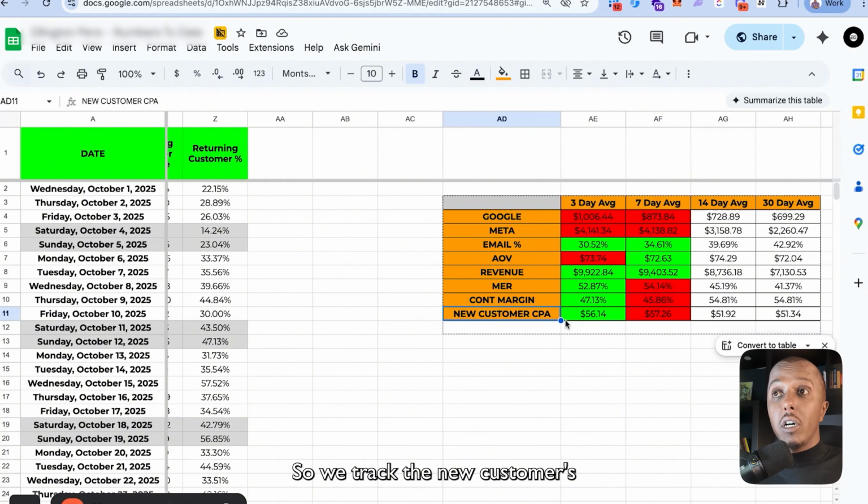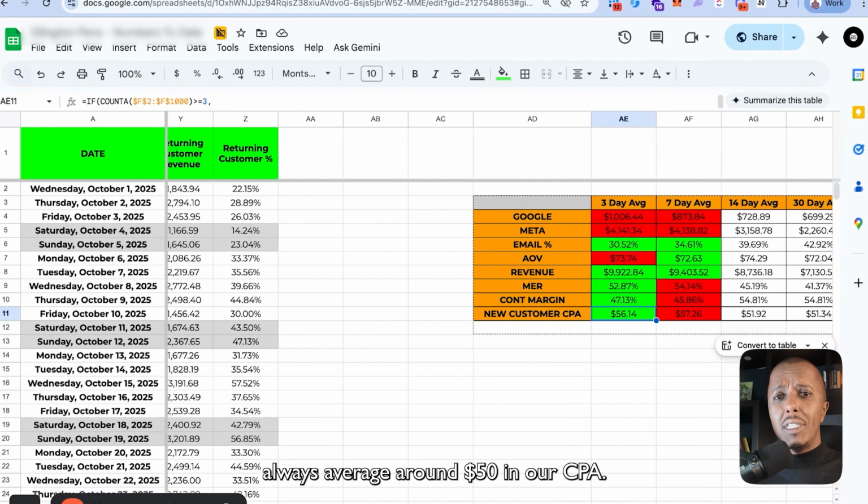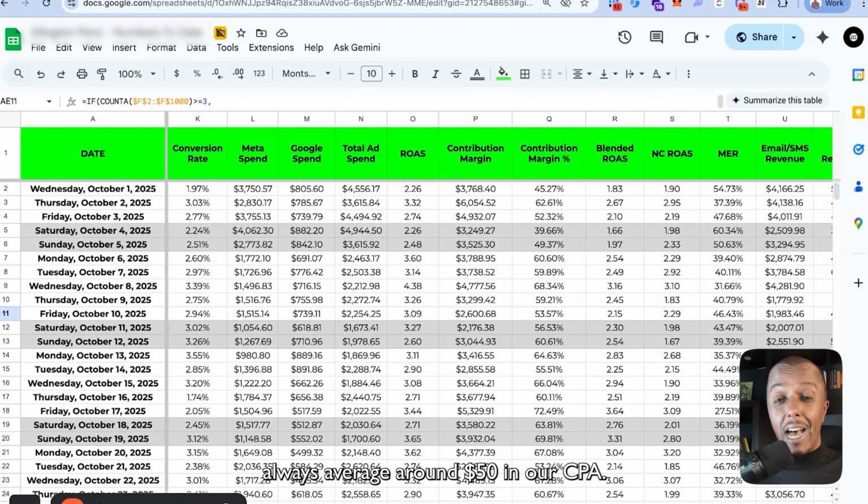So we track the new customer CPA, and we track the 3-day, 7-day, 14-day and 30-day averages. The 3-day CPA is $56, which we started to scale recently. The 7-day average is $57, but the 30-day average is $51. So despite how much we spend, we always average around $50 in our CPA.